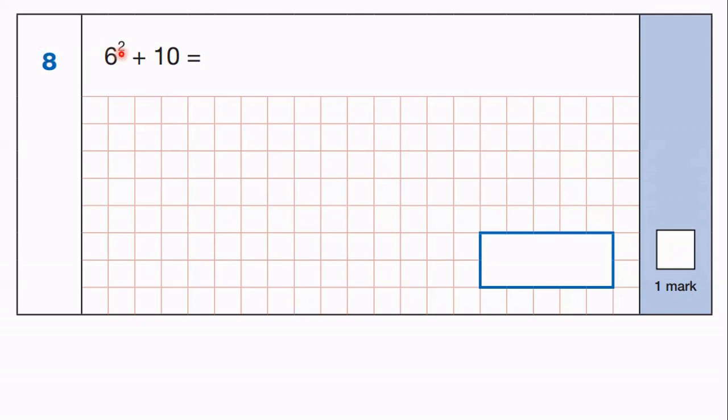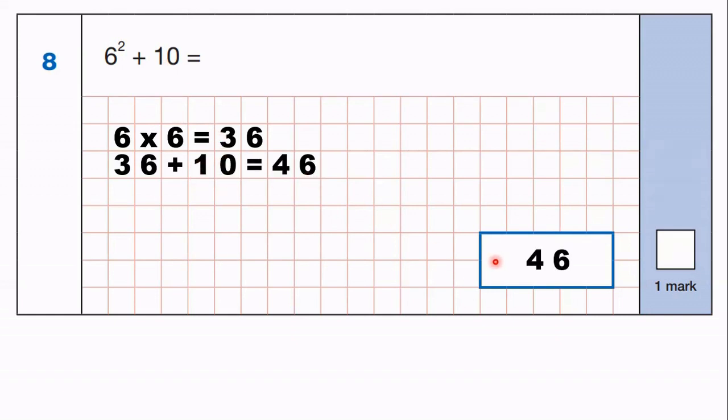Question 8. 6 squared plus 10. So remember, this squared symbol means multiply the number by itself. So 6 squared means 6 times 6, which is 36. Then, if we add 10 to that, we get our answer 46.